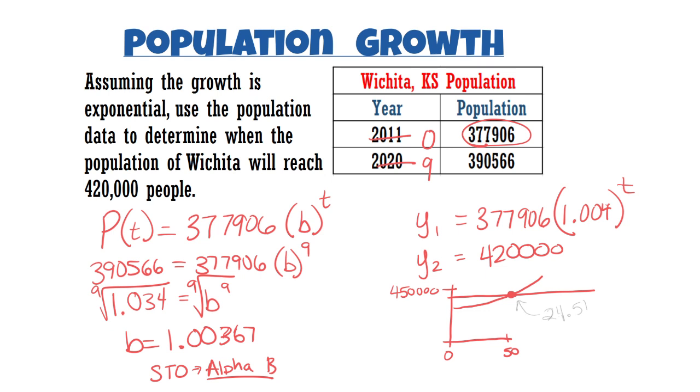So then my answer is going to be, let's see, 2011 plus 24 gets me 2035. Now, I'm not going to round up on this because it's 24 and a half years, so it's still going to be in that 24th year. It's just going to happen in the summer, halfway through the year. So don't round up just because it's a 0.5. You're going to leave it at 24 and just add that to your 11. And that's the year that Wichita will hit 420,000.